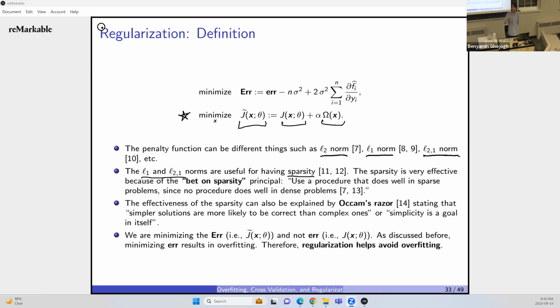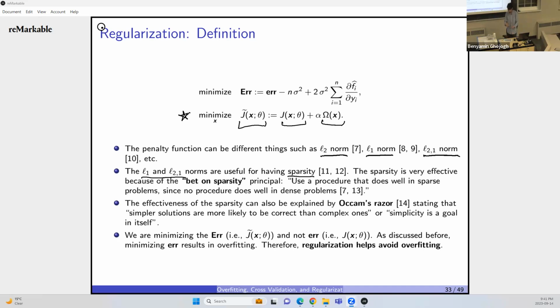Why do we use L1 norm? Why do we like sparsity? By the way, what do I mean by sparse? When a jungle is dense, it has a lot of trees. When it's sparse, it has several trees and the rest of it is empty. So sparse means that I have a lot of zeros in my vectors or matrices. Why do I like sparsity? In machine learning, a lot of times we like sparsity.